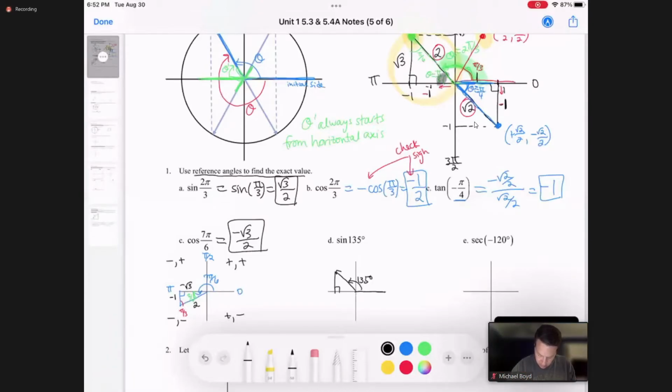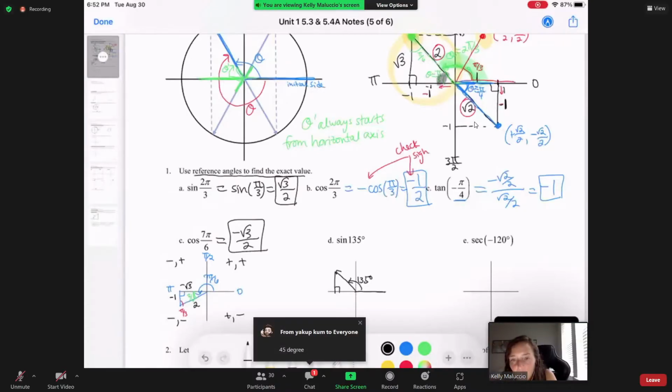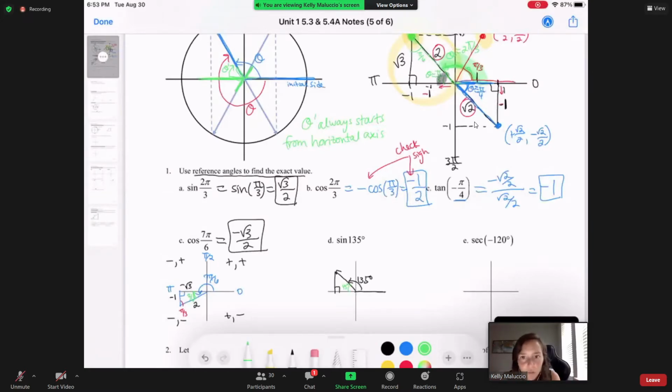Oh, was there a question? Sorry. Oh yeah. Okay, so thank you, Jakob. The reference angle here is 45 degrees, and the way that you find that is just 180 minus 135, right? You can figure that out. When we get this here, we know that it's a 45, 45, 90 triangle. So this side is 1, this side is 1, and this side is square root of 2.